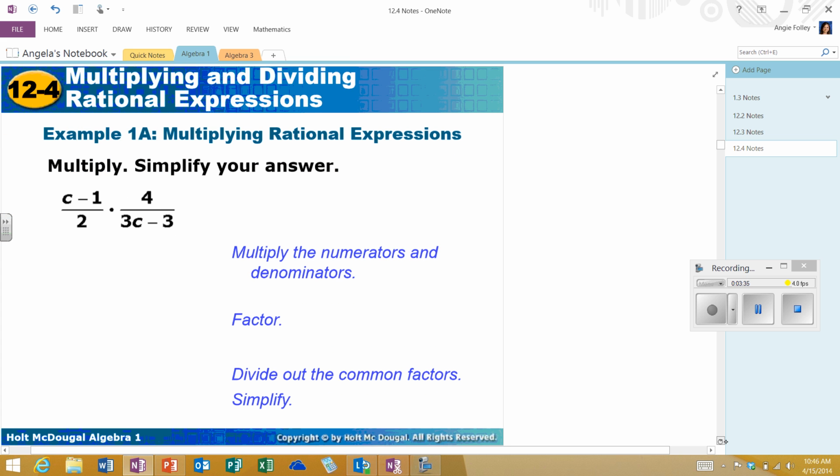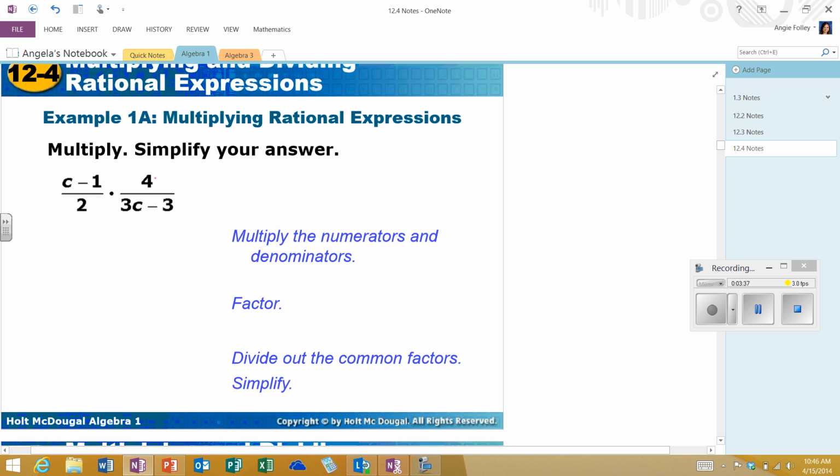So let's try this one. If I'm going to multiply, I'm going to take 4 times c minus 1 over, and then I'm going to take 2 times 3c minus 3. Now I could actually multiply, distribute across, but I'm going to simplify first. I'm going to take a 2 out of here and a 2 out of here, and now I can just multiply.